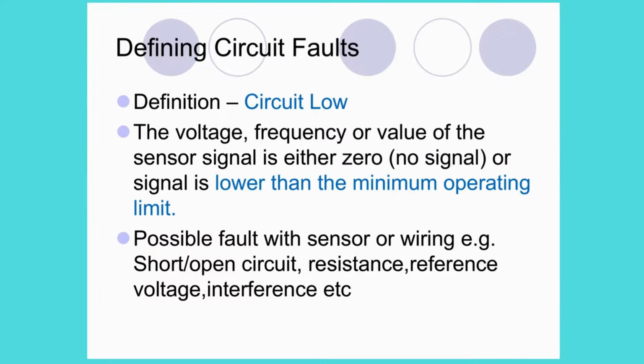Definition: circuit low. The voltage, frequency, or value of the sensor signal is either 0, no signal, or the signal is lower than the minimum operating limit. Once again, possible fault with the sensor or the wiring, short or open circuit.